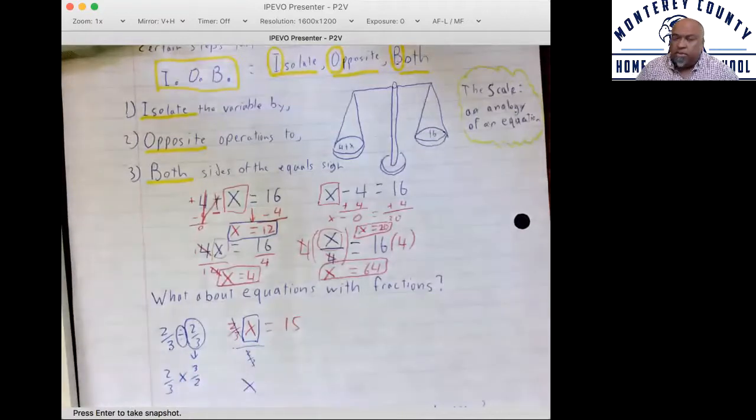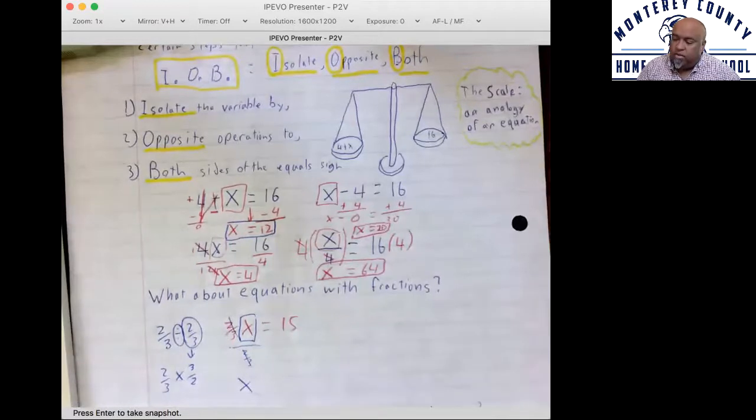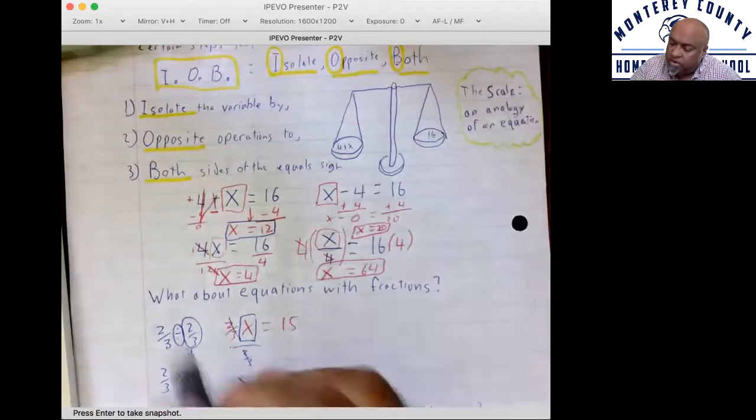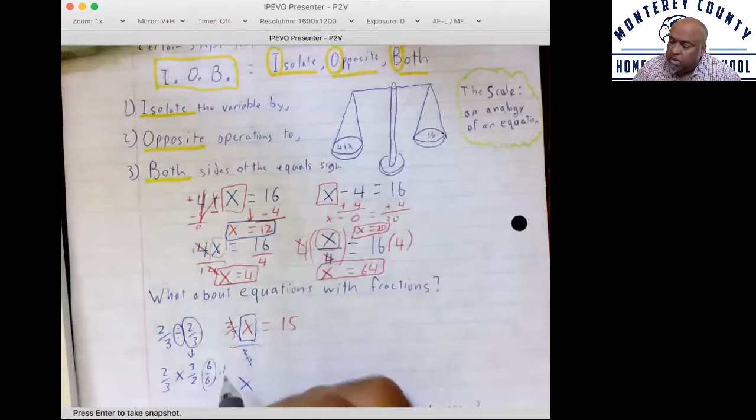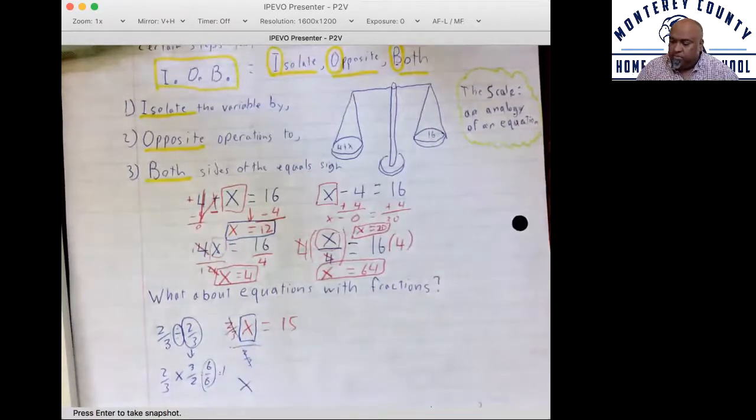Now, when I do this by reciprocal, it makes it easier for me to do the problem. 2 times 3 is 6. 3 times 2 is 6. I get 6/6, which equals 1. So then that would be 1x. Okay? Now, why am I going through this long step?